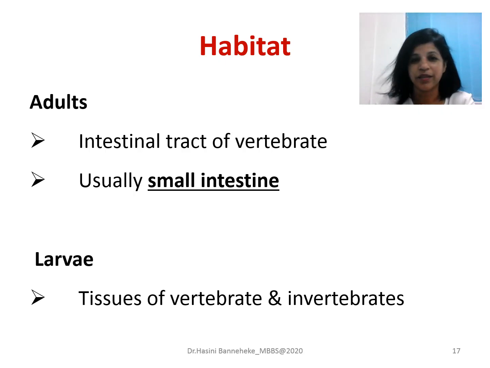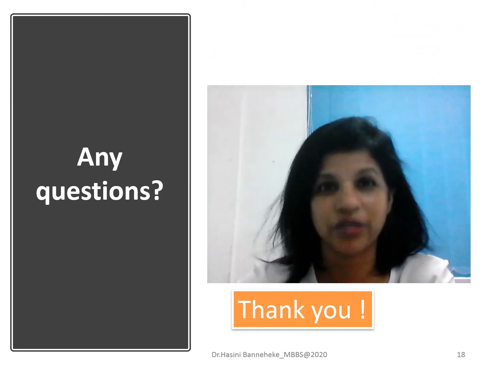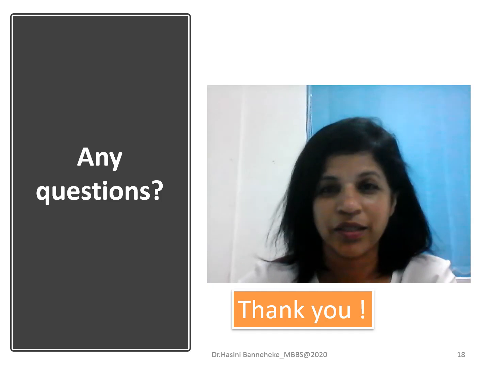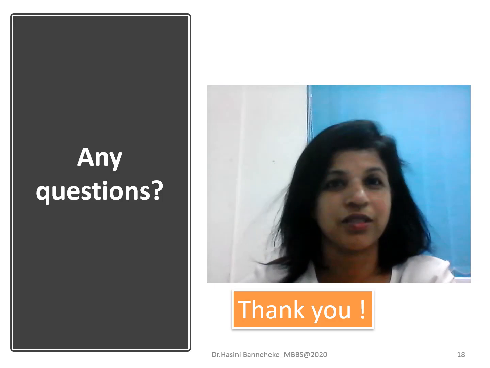Moving on to the habitat. Now, there are two main life cycle stages, adults and larvae. Out of these stages, the adult usually lives in the small intestine of vertebrates. The larvae, on the other hand, could occupy tissues of vertebrates and invertebrates as well. So that's all about the general introduction and general morphology of cestodes. In the next series of lectures, we will learn about each of these species causing infections in Sri Lanka.